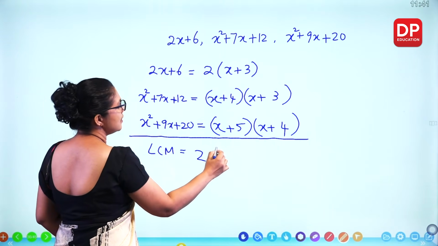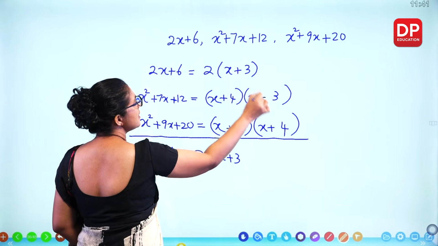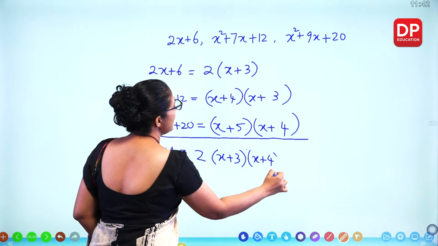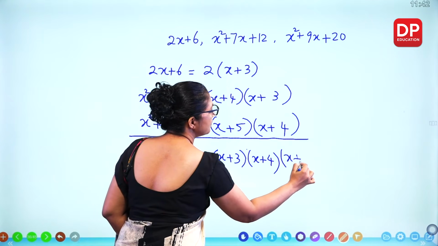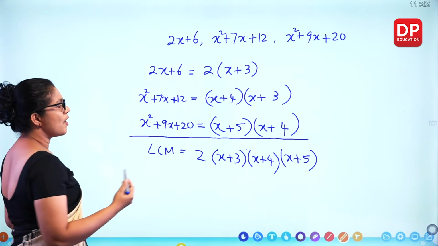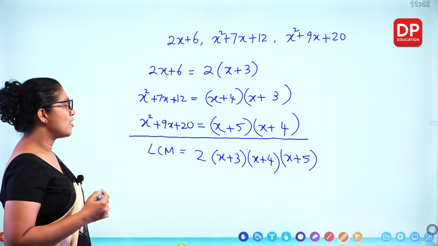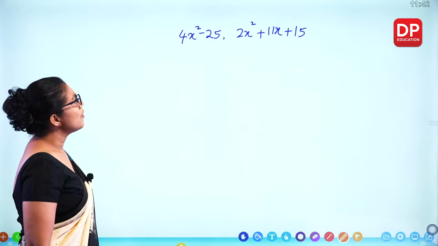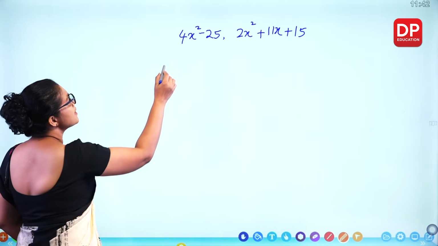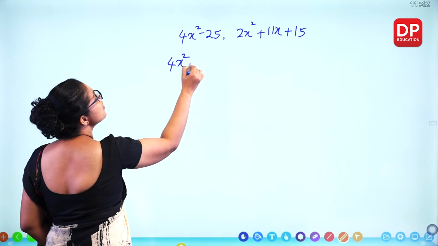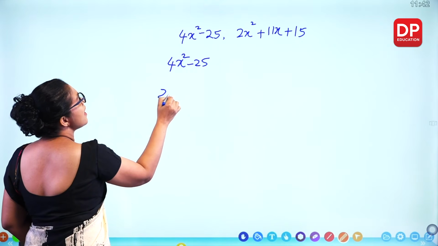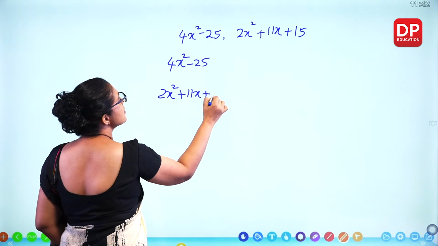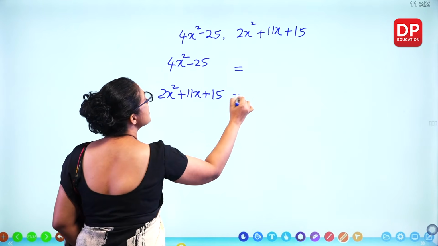2 is there, 1 x plus 3 is common, and x plus 4 is there and another x plus 5. So you can write down this is the least common multiple of this expression. Now take this one. You get a difference between two squared terms and another expression with a number in front. This is a quadratic expression.